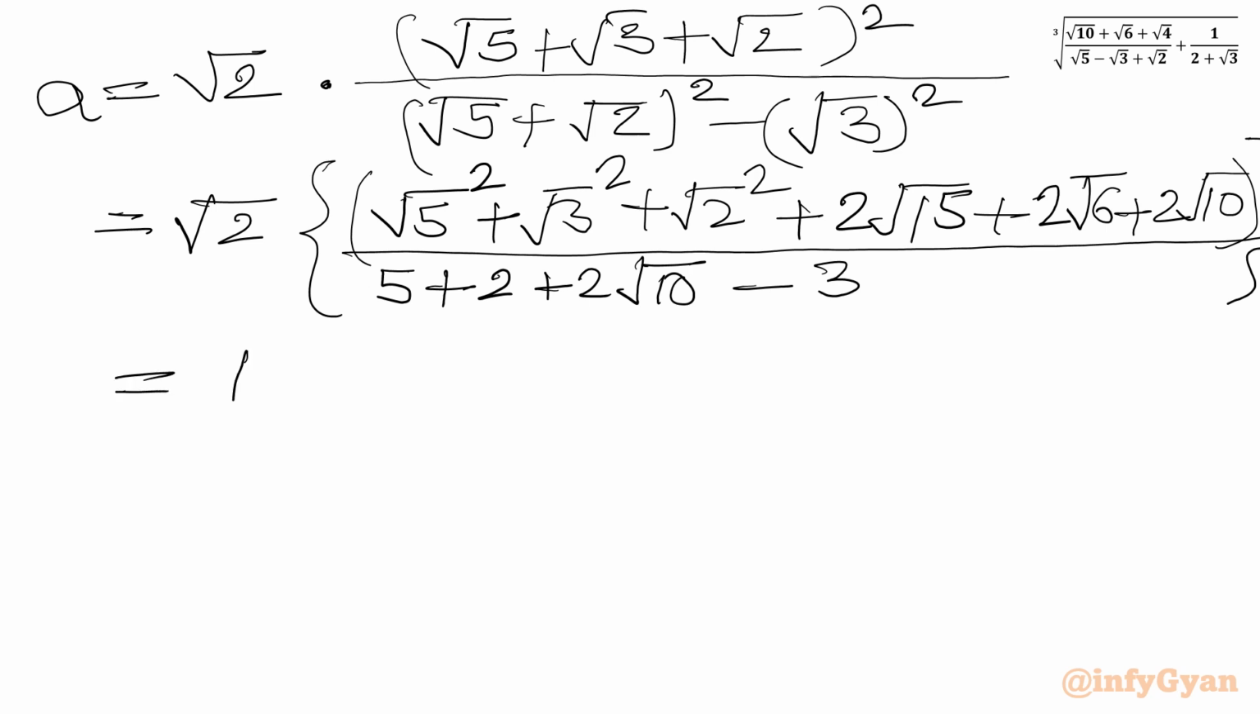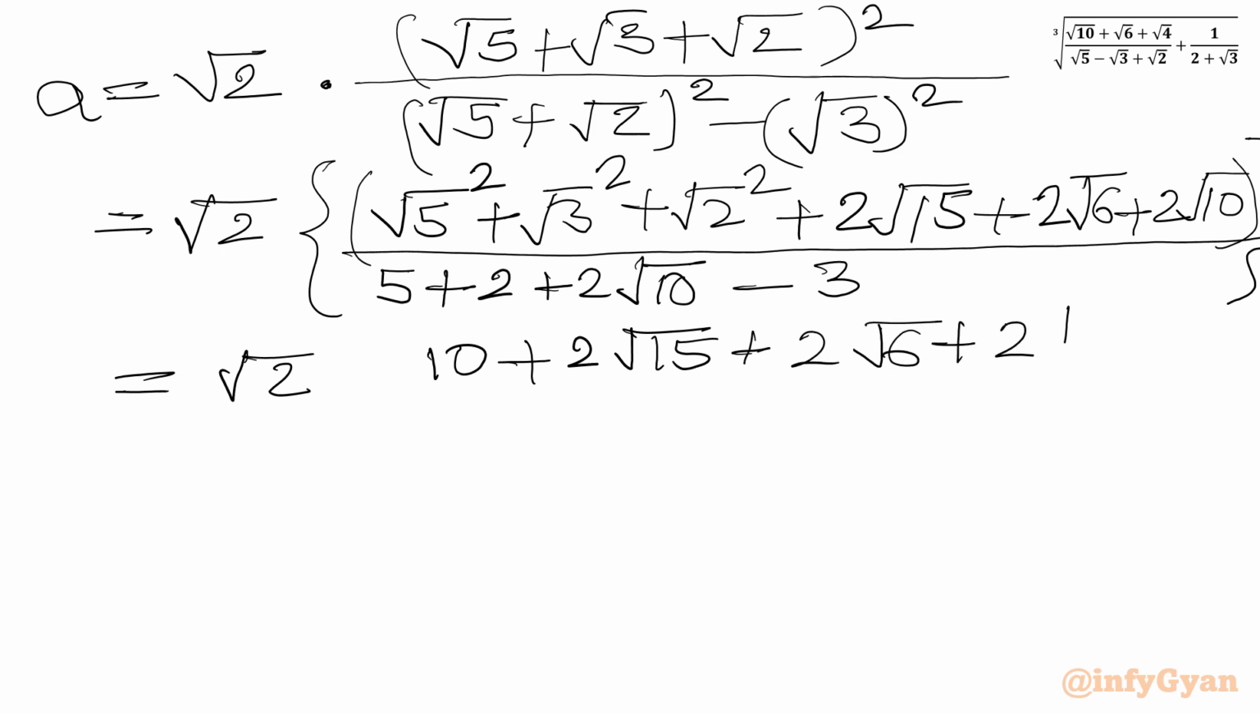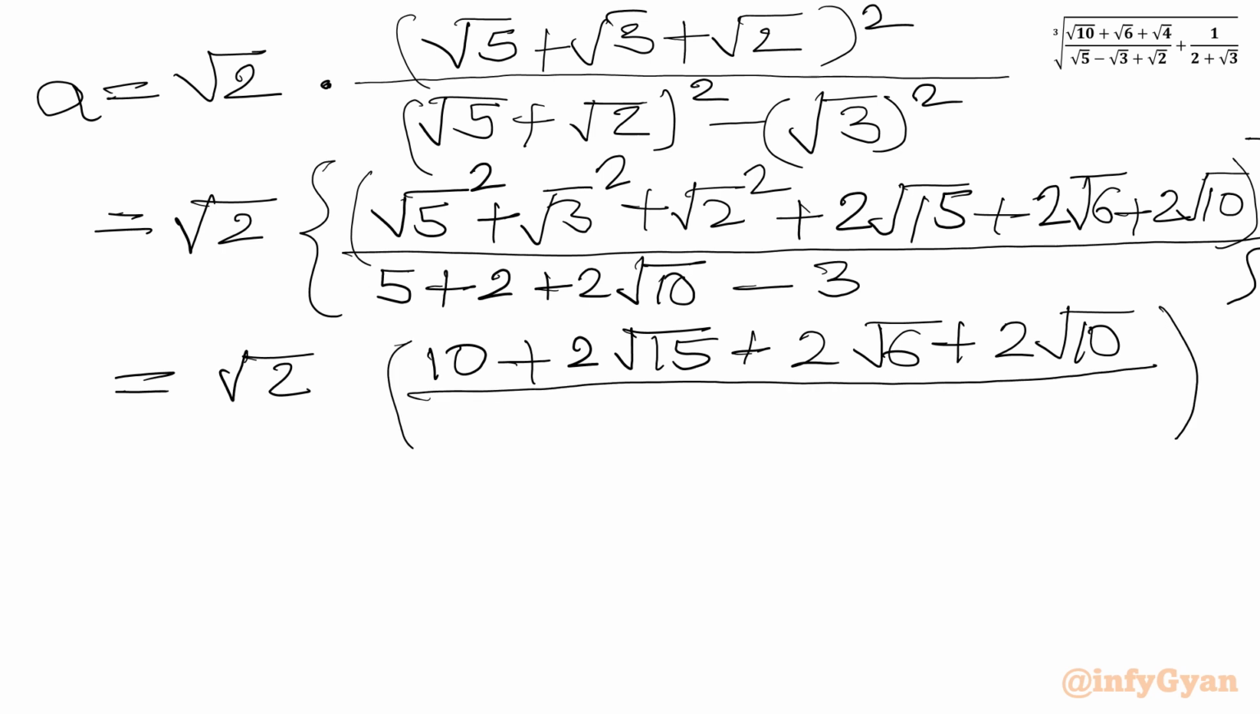Now we can write square root 2. 5 plus 3 plus 2, I can write 10 plus 2 root 15 plus 2 root 6 plus 2 root 10 in the numerator, and in the denominator 7 minus 3, 4 plus 2 root 10. Now we will divide numerator and denominator by 2.